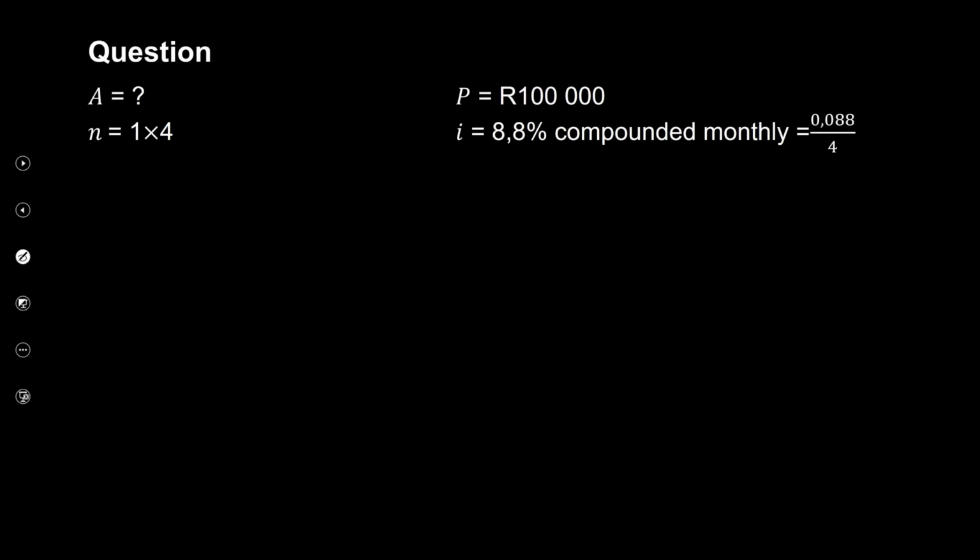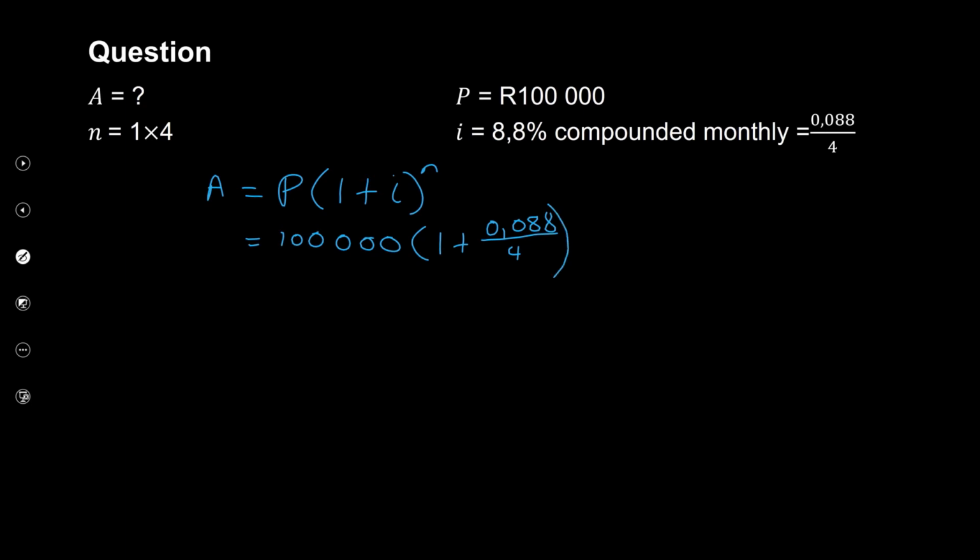So as a result, this will be A is equal to P into 1 plus i raised to the exponent of n. I know that my P will be the 100,000, 1 plus, and then my i will be the same interest as what I have, 0.088 divided by 4. And all of this will be raised to the exponent of 1 multiplied by 4.